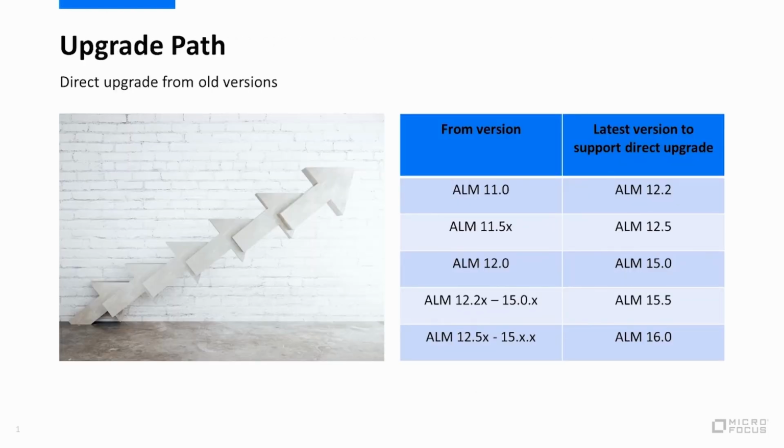When looking into the upgrade path and how you can move from your current version to the latest one, you can see that we support a direct upgrade path from ALM 12.5 or higher to the latest one. If you are using an older version, you will need to make a stop on the way. For example, if you are using ALM 12.2, you can upgrade directly to ALM 15.5 and then to ALM 16.